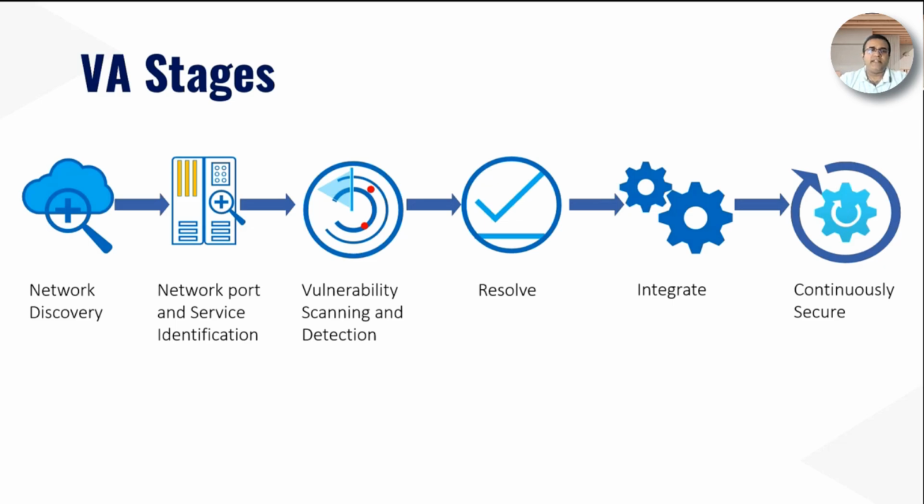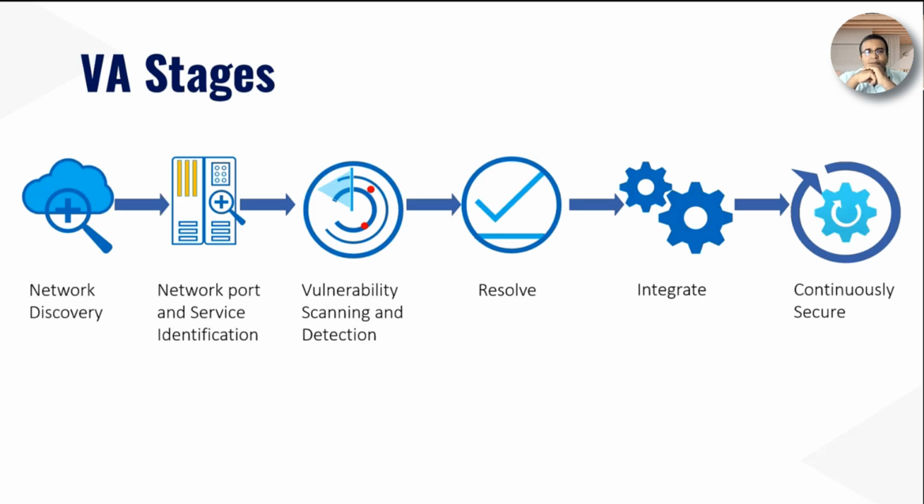So what are the different stages of a VA? I'm talking about the vulnerability analysis stages. What are the things that you're going to do out there?